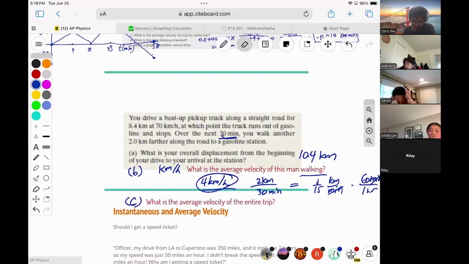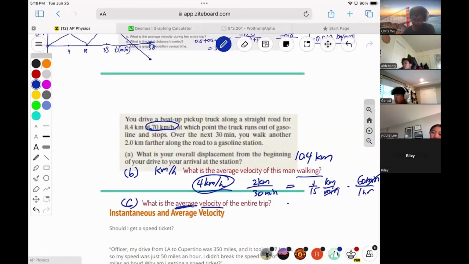So one thing that people may attempt to do when they see the words average velocity, and we know there's 2 velocities I'm given, 70, and then the other one is 4 that we calculated. Some people might attempt to say, okay, since one of them is 70, one of them is 4, I'm just going to add them up and divide by 2, right? That's normally how we do average, and we'll get an average velocity of 74 divided by 2, so 37. And that will be incorrect. You cannot do that. That is not the average velocity.